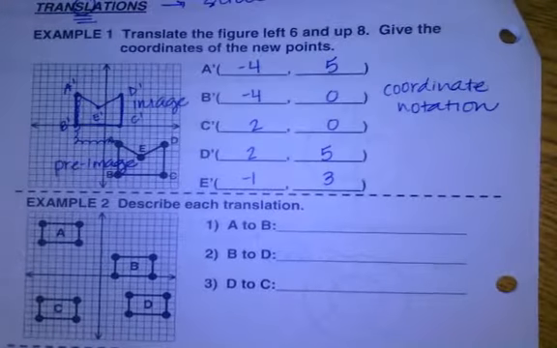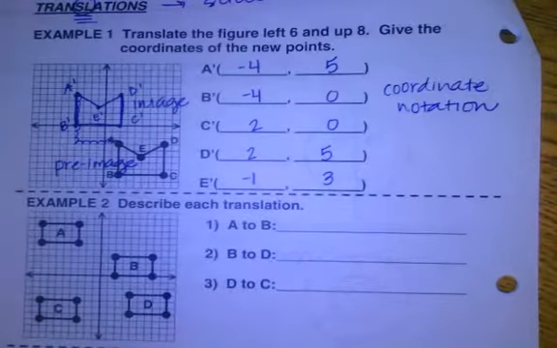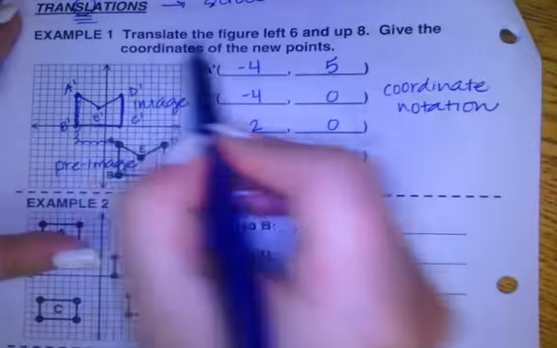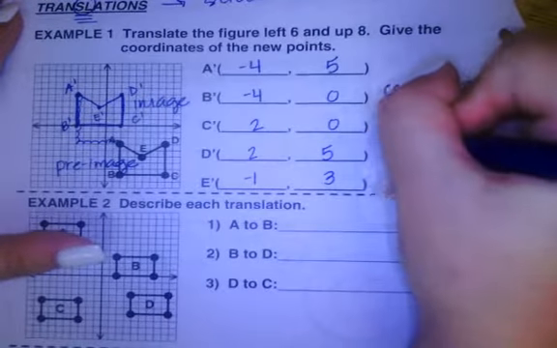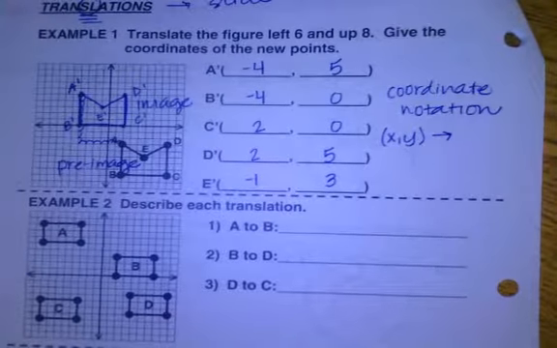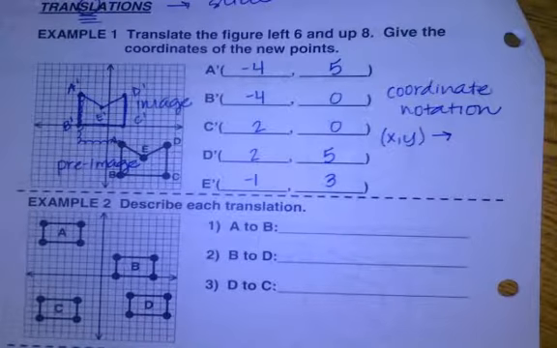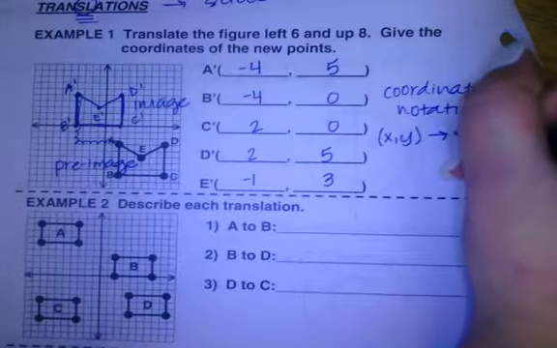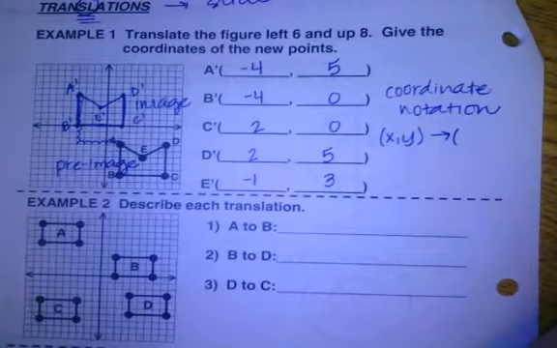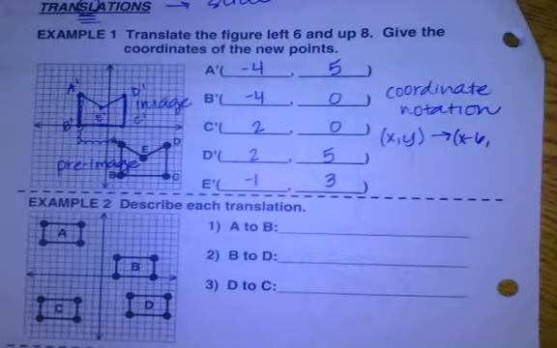Your coordinate notation is a general rule, and it's basically putting the words into notation. So it always starts with (x, y) yields. That's how you always start. If I'm moving left 6, am I affecting my X values or my Y values? My X values. Am I affecting them in a positive way or a negative way? So how would I write left 6? X minus 6. Okay? Moving up 8. Is that affecting my X's or Y's?